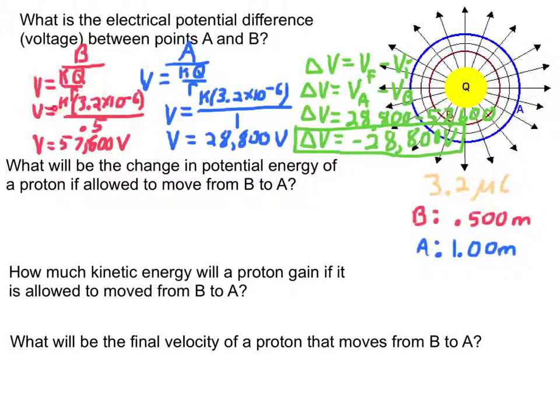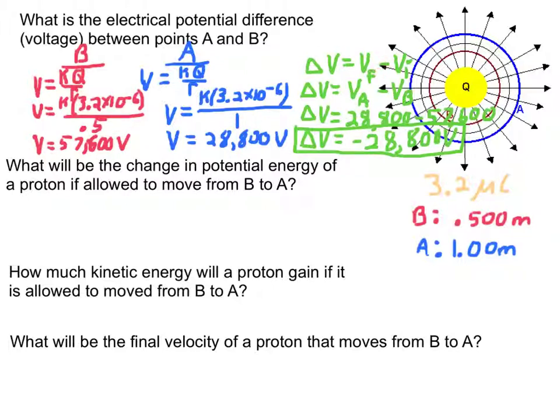So after I plug in all my numbers here, distance out to B, I said, was 0.500 meters, and the charge producing it, Q, is 3.2 microcoulombs. That's why times 10 to the negative 6 there, right? Coulombs is the base unit for charge. Micro means I need to put on it times 10 to the negative 6. I come out with these two voltages.